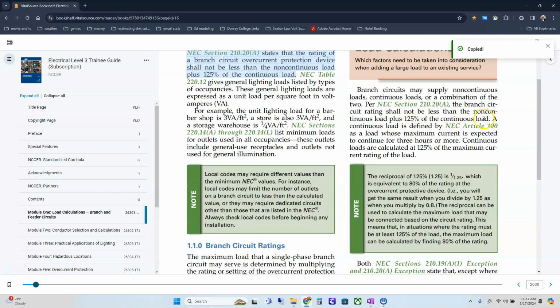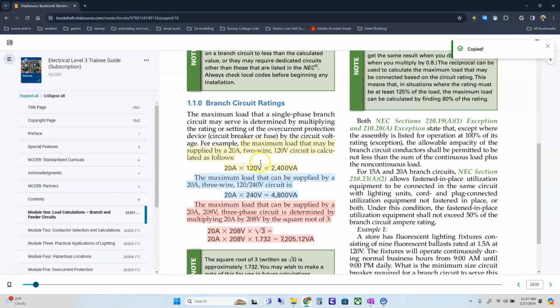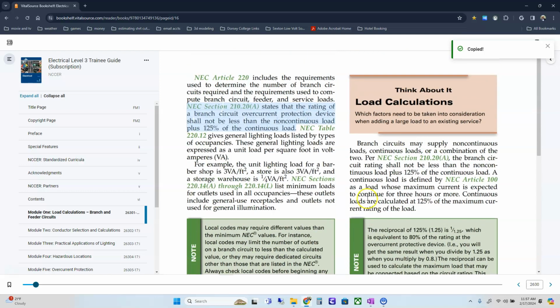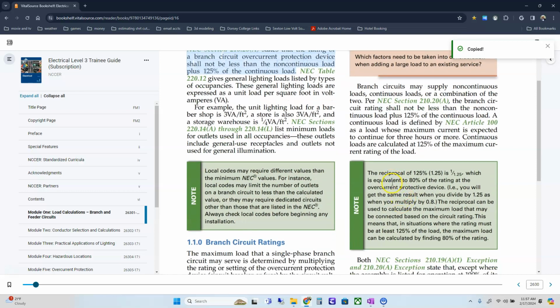Now we're talking about loads that run any more than 3 hours at a time. But anywhere you're looking in here, you're going to find 125%. It likes saying 125%. There's lots of different places in here where it talks about 125%. Well, our question asks about the maximum continuous duty load that we can put on something. And that's where this little reciprocal, this little note here comes in.